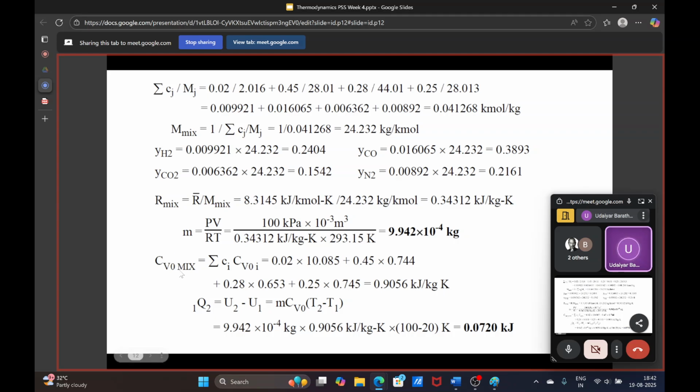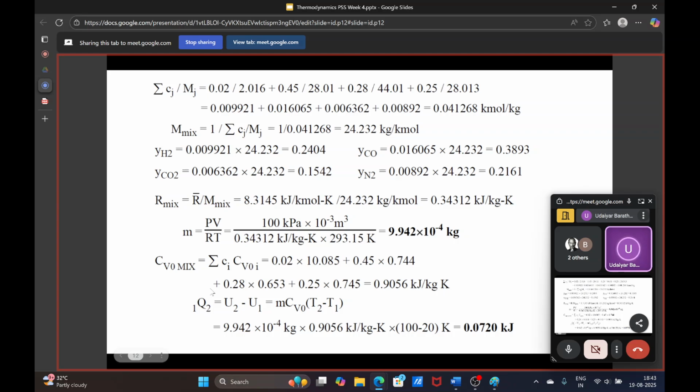Next is CV of the mixture. That is the summation of mole fraction into the CV of the individual gas. So that comes out to be 0.9056 kilojoule per kg Kelvin. The CVs will all be given, and even if molar mass is not given, you can calculate the molar mass.